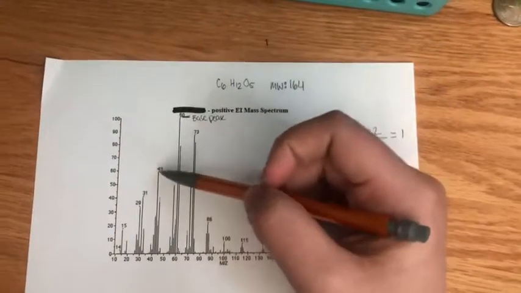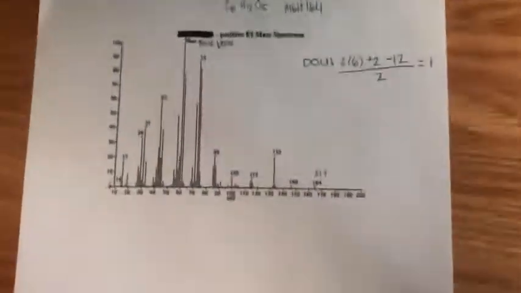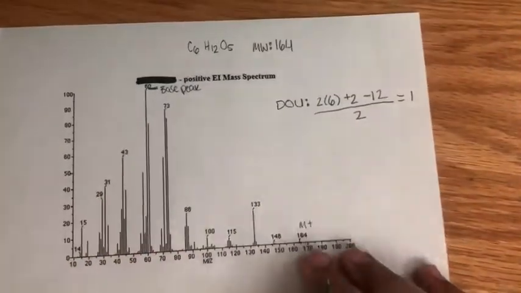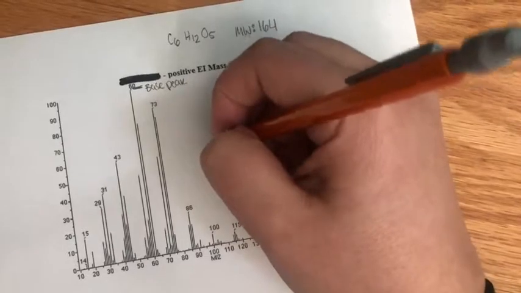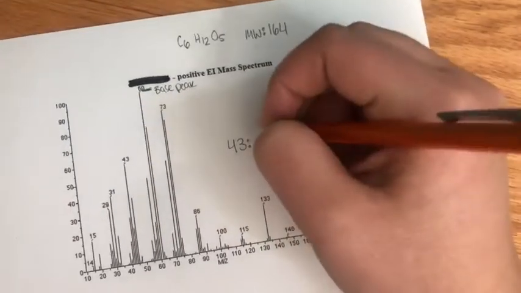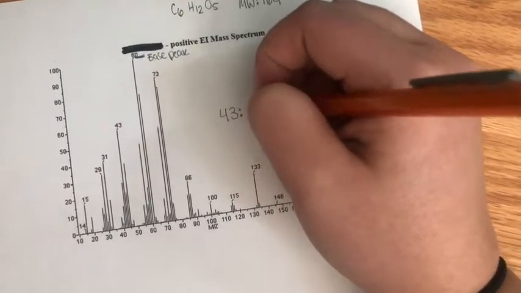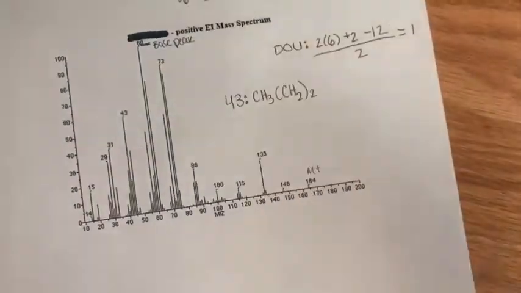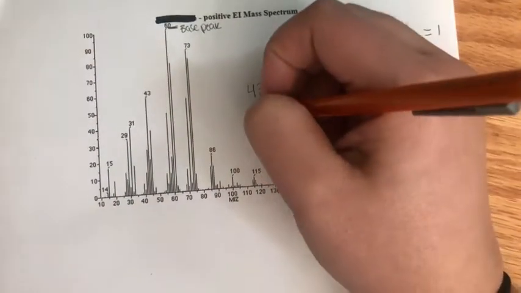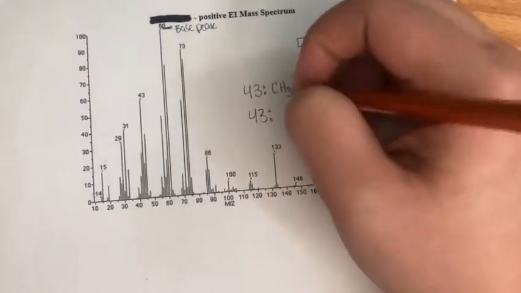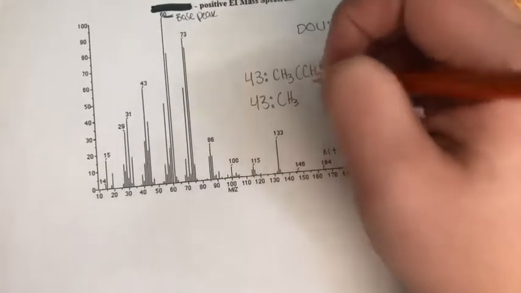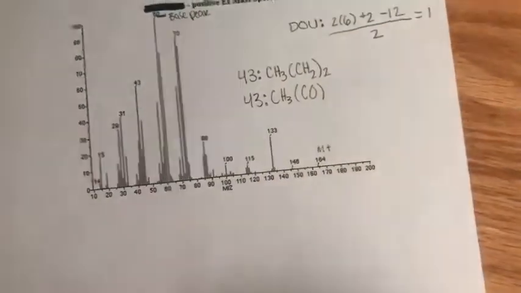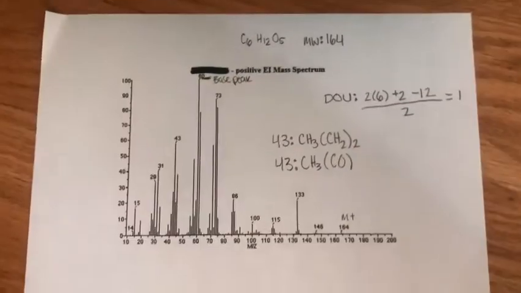And the only peak that I see that is kind of high and could correspond with a fragment is here at 43. And 43 can either be a CH3CH2 fragment or a CH3CO fragment. And that is all for mass spectra.